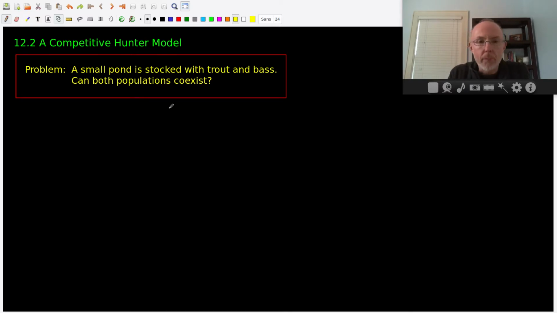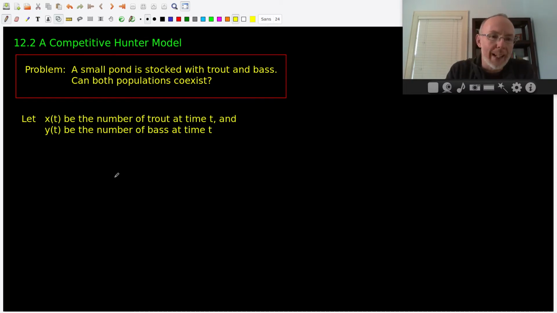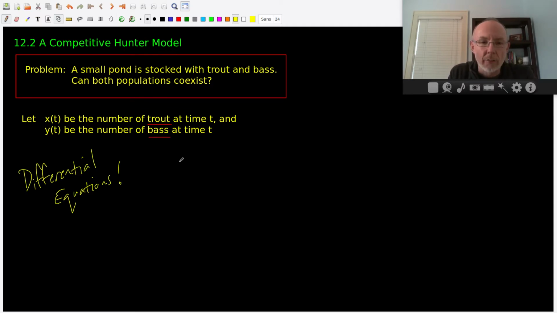So to start, we should introduce some variables. We're going to call x of t the number of trout and y of t the number of bass, and they're both continuous functions of time. And so what we want to do is describe how they change with time, and that means differential equations. Yay, it doesn't get more exciting than that.